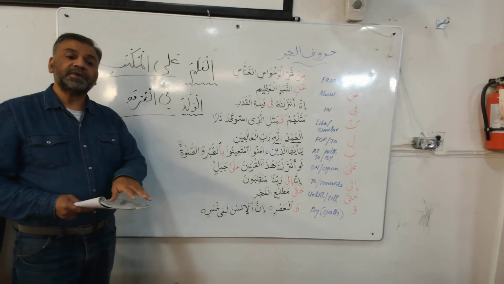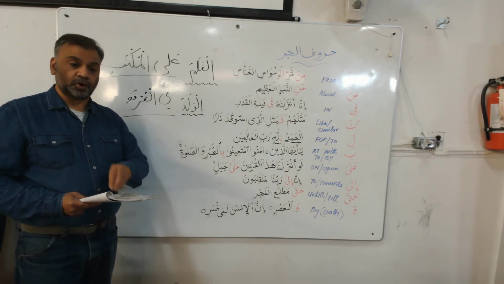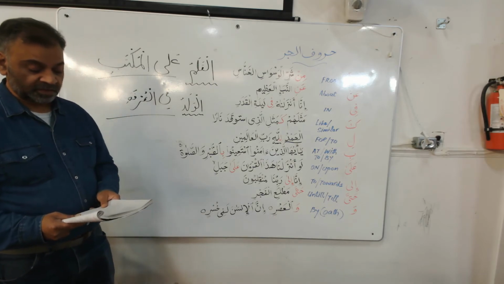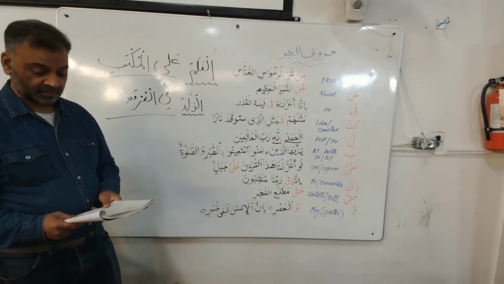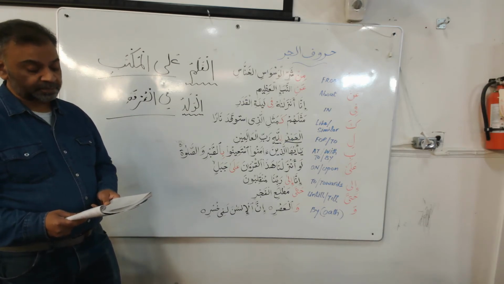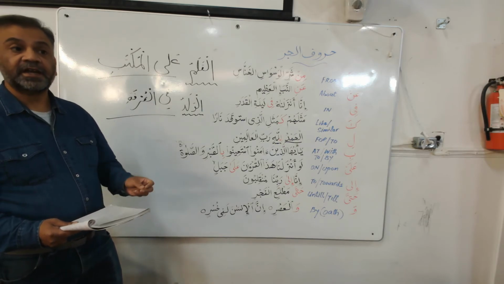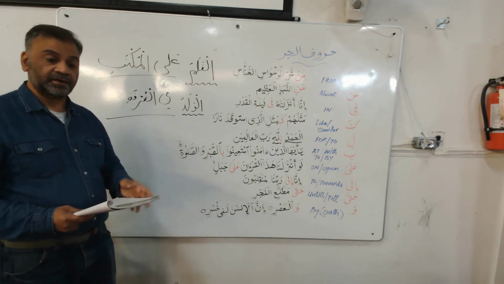If you don't know the meanings, just write it down on the book. The next tamarin is Iqra waktub ma'a dabti awakhir al-kalimati. Read and write with the correct ending, the vowel ending at the end.